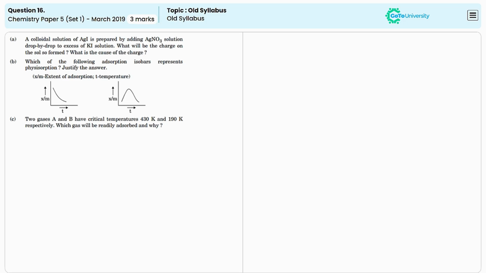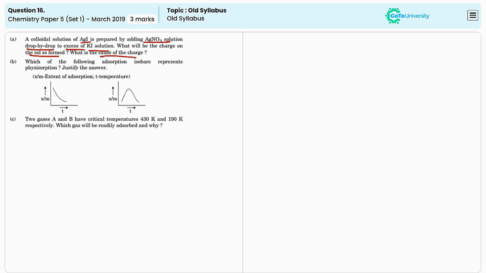Here the question is, a colloidal solution of silver iodide is prepared by adding silver nitrate solution drop by drop to excess potassium iodide solution. We need to find out the charge of the sol particle and the cause of the charge as well.